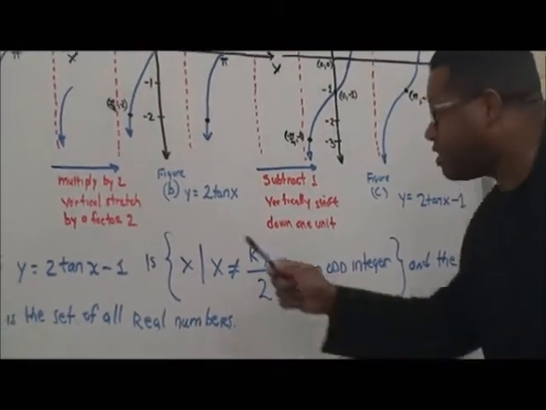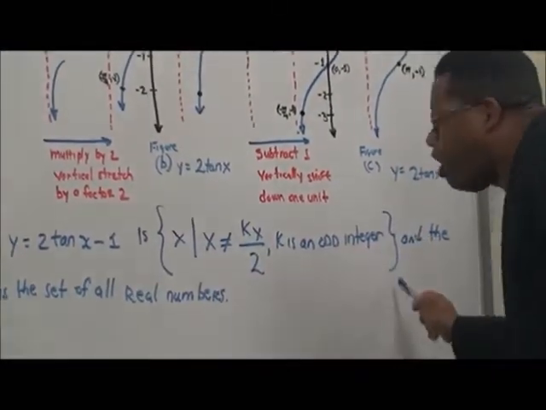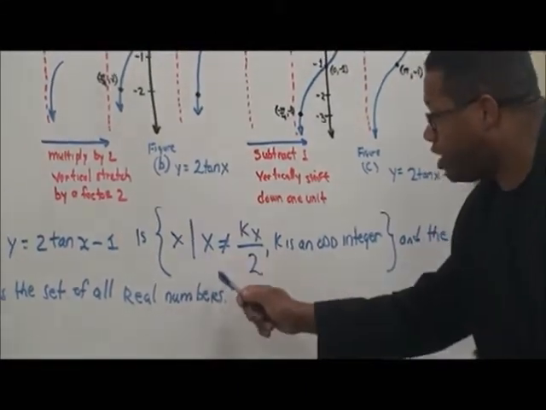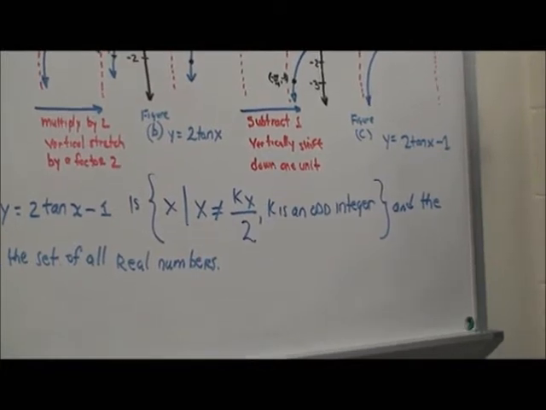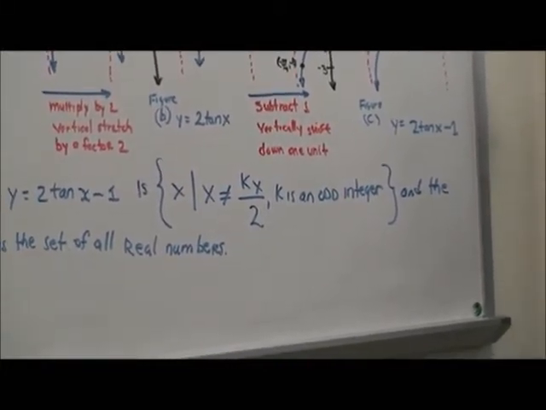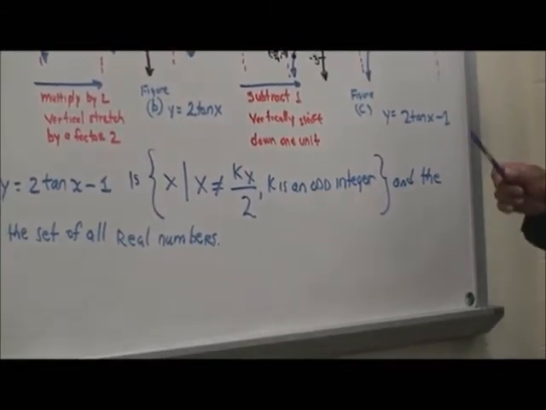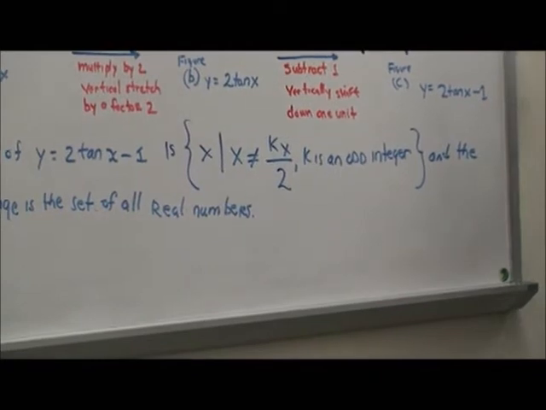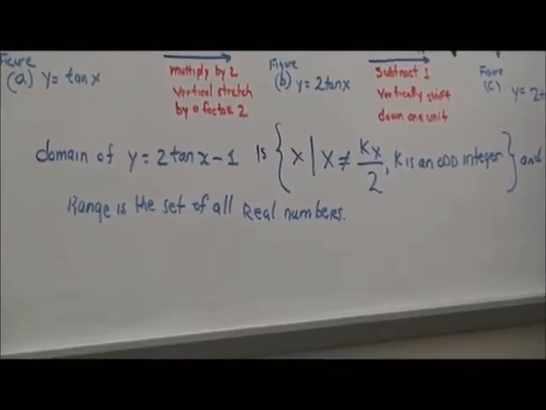So the domain here of y equals 2 tan x minus 1 is the set of all... Now let's read this. This is a set builder notation technique. You remember that? The set of all x such that x cannot equal some integer k times pi divided by 2, where k is an odd integer. And the range will be the set of all real numbers, and now it'll be from -infinity to +infinity, if you will.